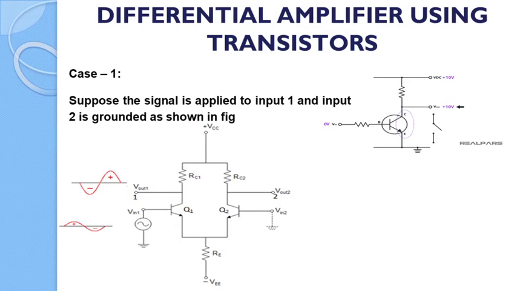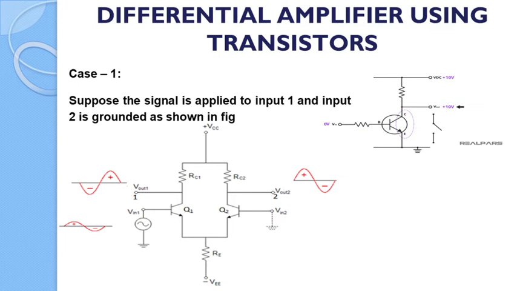Here the signal is shifted; a 180-degree phase shift is done. Since the transistor is biased, the input signal is amplified, but the output is inverted. But at the other end, at the Q2 transistor, we will get the amplified version of the same input signal without any shift. This is case 1.